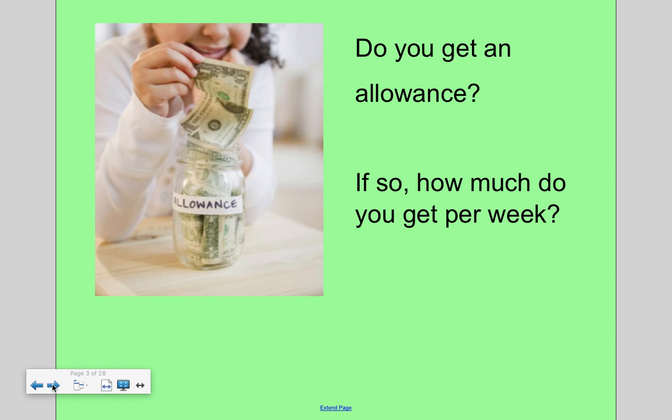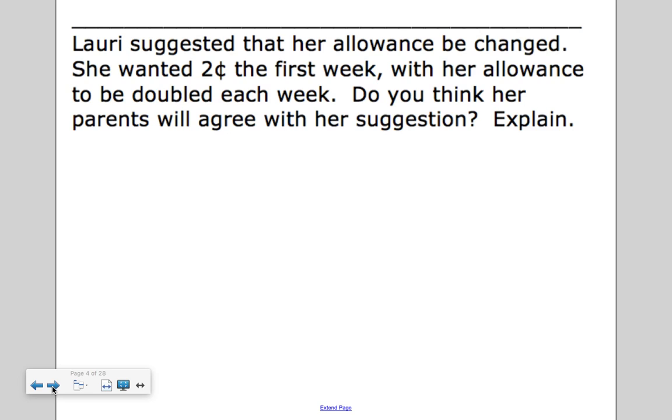So, introduction lesson today. Do you get an allowance? If so, how much do you get per week, each week? When I was a kid, I never got an allowance. It's pretty much my parents got me what I needed and the bare essentials, and that's it. If I wanted anything fancy, I would have to make sure I got some good grades or done a good job in life.